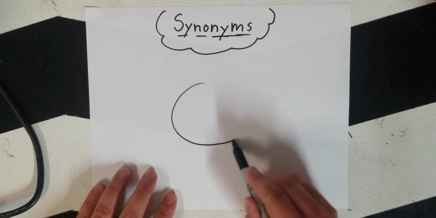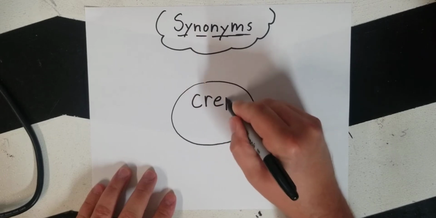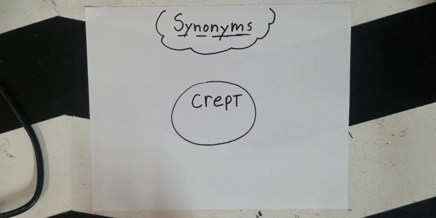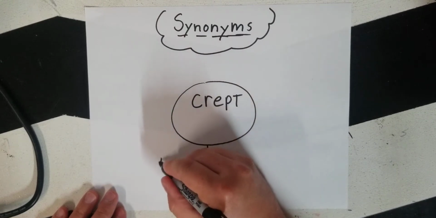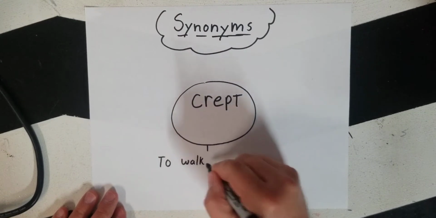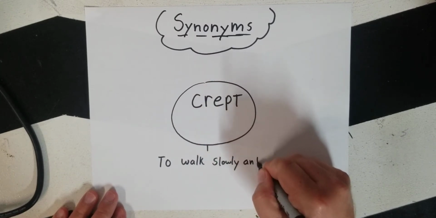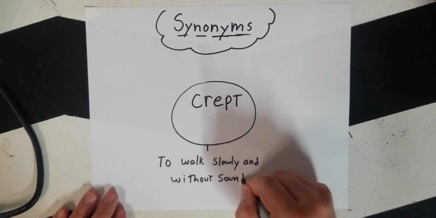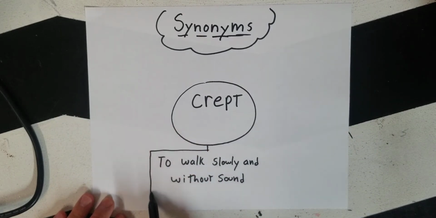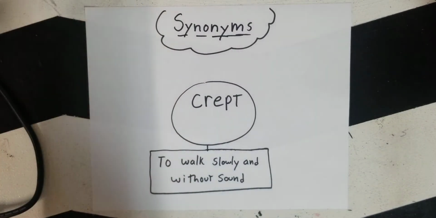So what I'm going to do here is I'm going to write the word crept. He crept into the hallway. You might hear that in a story, or somebody might use it that way. And the definition for crept, right, means to walk slowly and without sound. To walk slowly and without sound, right? That's what crept means. It means we're walking slowly and without sound, right?